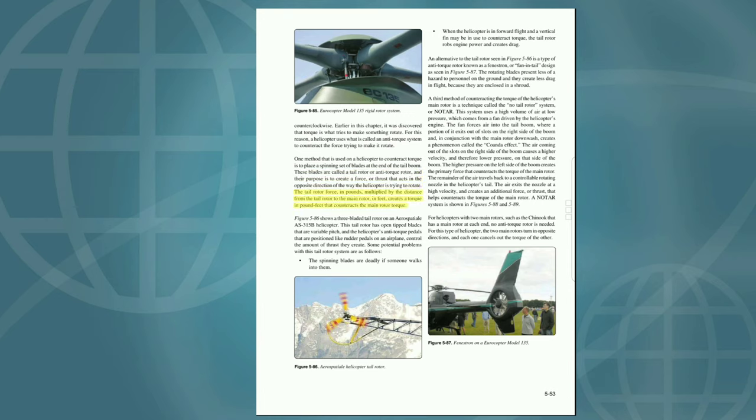The tail rotor force, in pounds, multiplied by the distance from the tail rotor to the main rotor, in feet, creates a torque in pound-feet that counteracts the main rotor torque. Figure 5-86 shows a three-bladed tail rotor on an Aerospatiale 315B helicopter. This tail rotor has open-tipped blades that are variable pitch, and the helicopter's anti-torque pedals, which are positioned like rudder pedals on an airplane, control the amount of thrust they create.